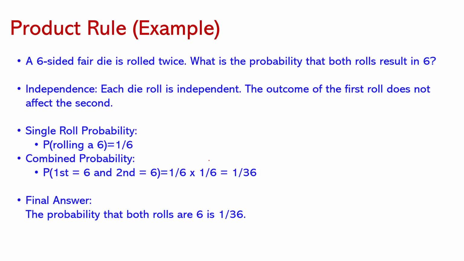Okay, so let's see a simple example to understand the product rule, how and where we use this. A six-sided fair die is rolled twice. Okay, what is the probability that both rolls result in 6? Right. So the question here is I am rolling it 2 times, and what is the chance that both are 6? Right. So each die roll is independent. The outcome of the first roll does not affect the second one. They are not linked.